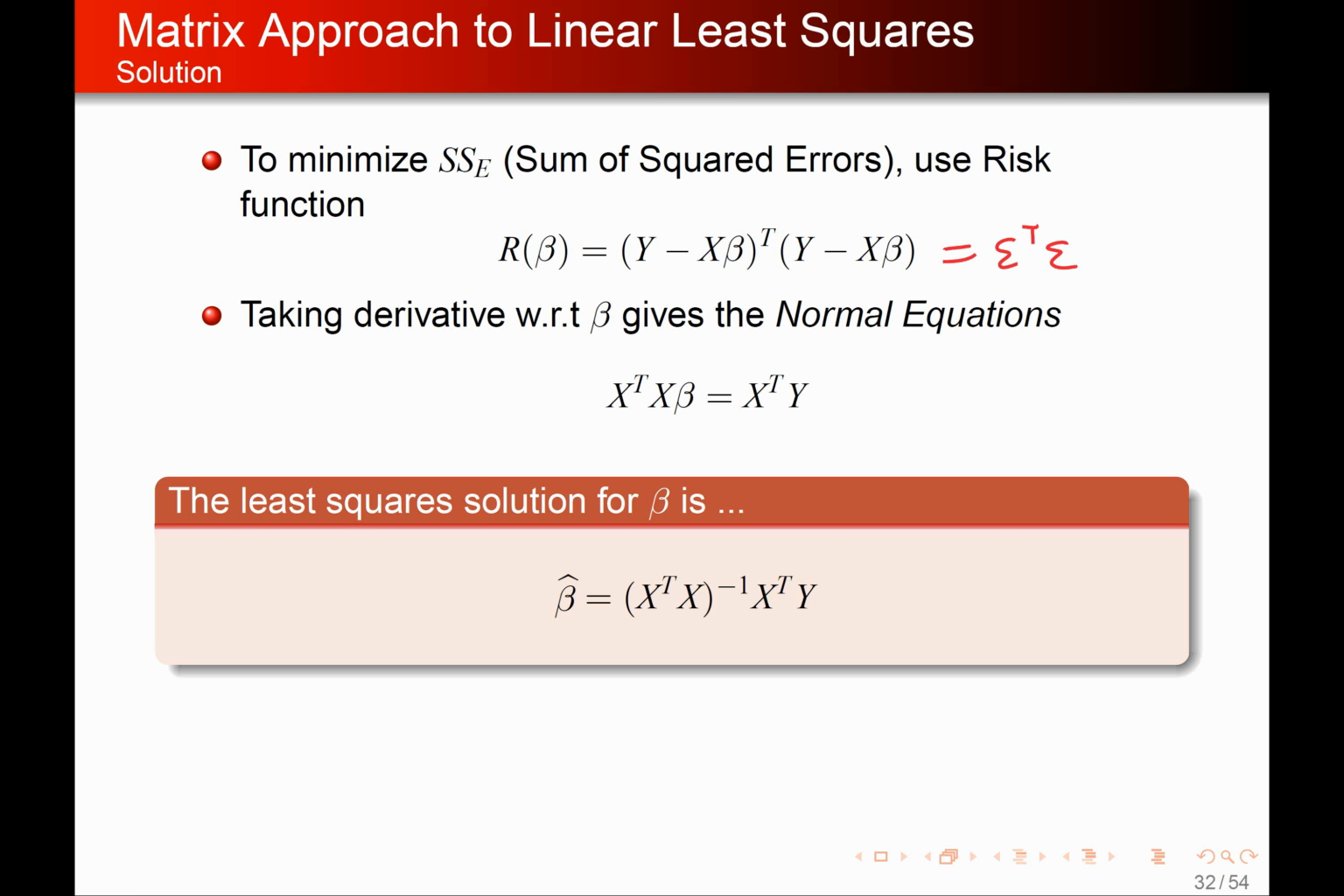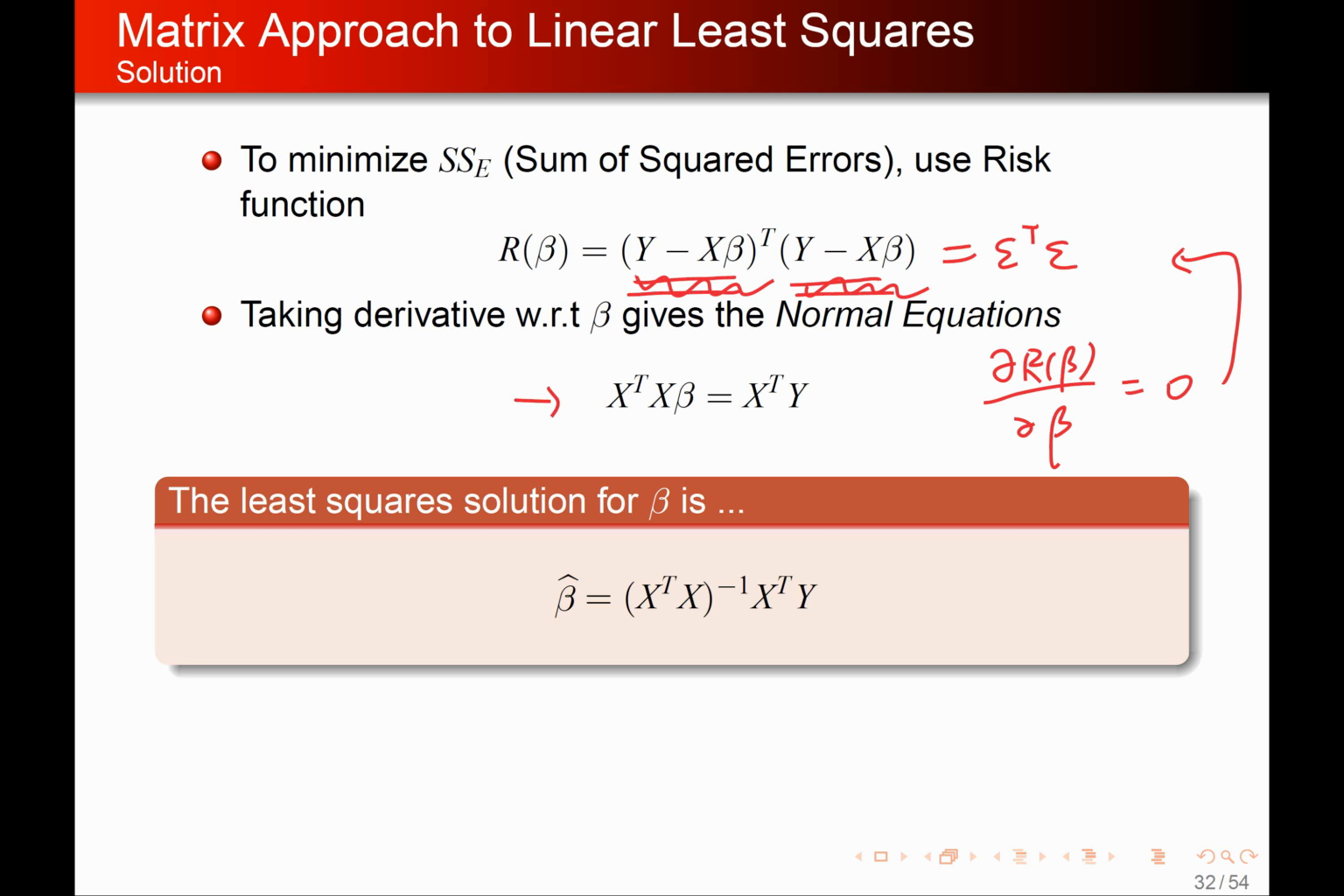To minimize the sum of squared errors, we use the risk function, that is (y minus X beta) transpose times (y minus X beta). And this is actually equivalent to epsilon transpose epsilon. Taking derivatives with respect to beta gives us the normal equation. So we want the derivative of the risk with respect to beta equal to 0, but this is in matrix terms. So we will be able to get this, which is our normal equation.